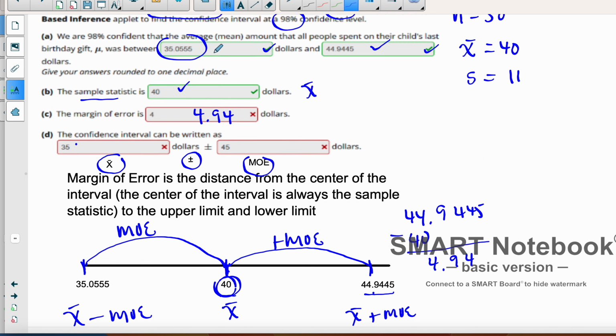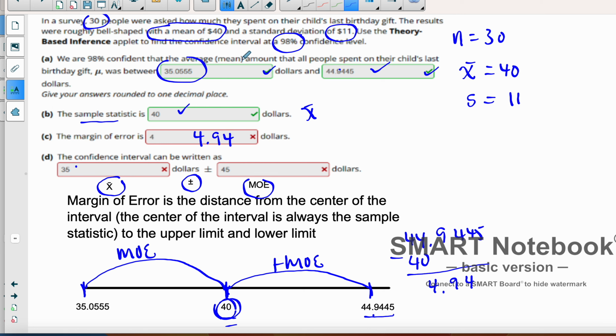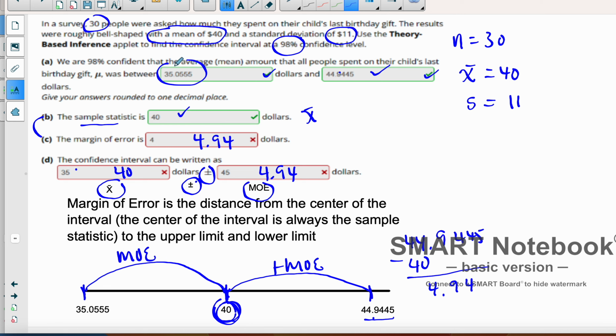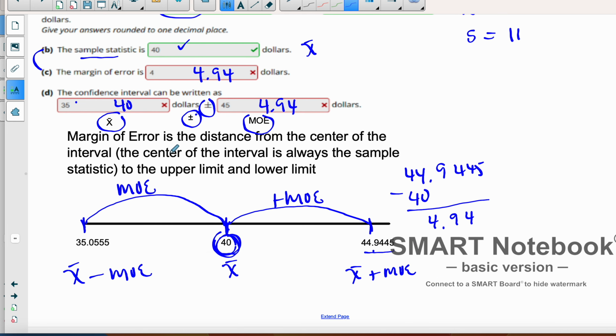You've sort of rounded these upper and lower limits. That's not what it's asking for. It just wants you to take part B and C and write it in the margin of error form. So this should be $40, my center, plus or minus my margin of error, $4.94. So if you did this math here, it's going to give you this range back, just as converting between the two formats. Hope that helps.